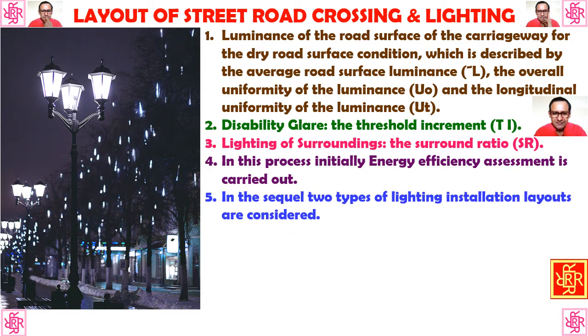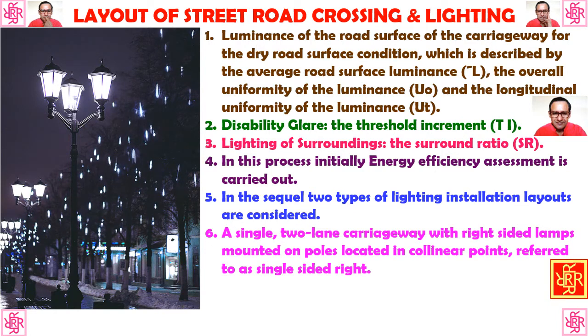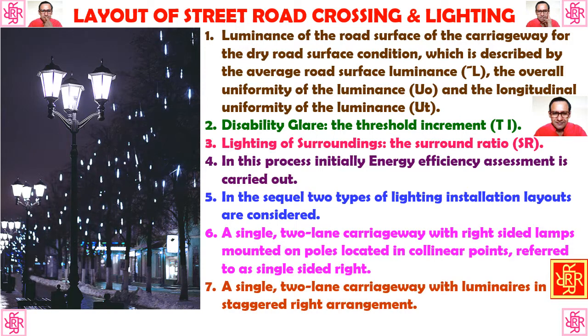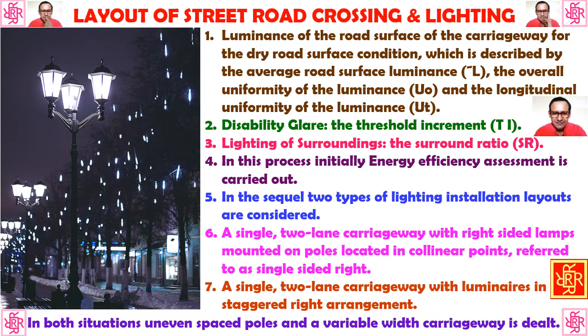In the sequel, two types of lighting installation layouts are considered. First, a single two-lane carriageway with right-sided lamps mounted on poles located in collinear points, referred to as single-sided lighting. Second, a single two-lane carriageway with luminaires in staggered right arrangement. In both situations, uneven pole spacing and a variable width carriageway are dealt with.